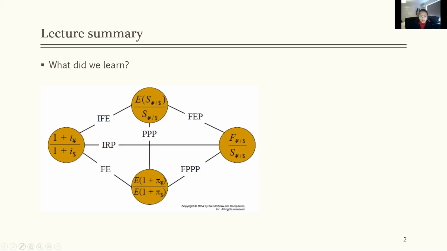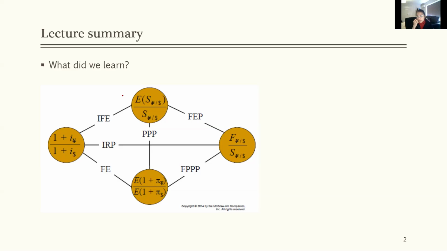So to summarize the whole chapter 6, which was the international parity conditions, this slide basically summarizes the whole lecture. On this slide, we have listed out all of the international parity conditions relevant for this topic. The four yellow circles here are the four different macroeconomic indicators that we are interested in. Here I've got the expected spot exchange rate. Here I've got the forward versus spot exchange rate. Here I've got the inflation rate, and here I've got the nominal interest rates.